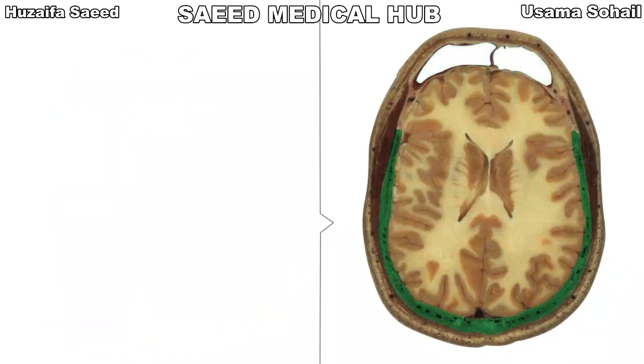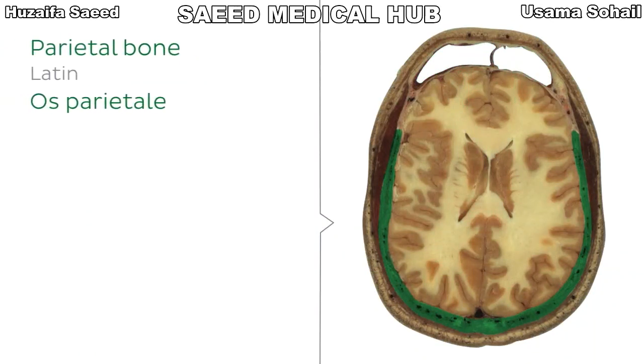There are two more bones that make up the circumference of the skull at this level, and they're now highlighted in green. And these are the parietal bones.